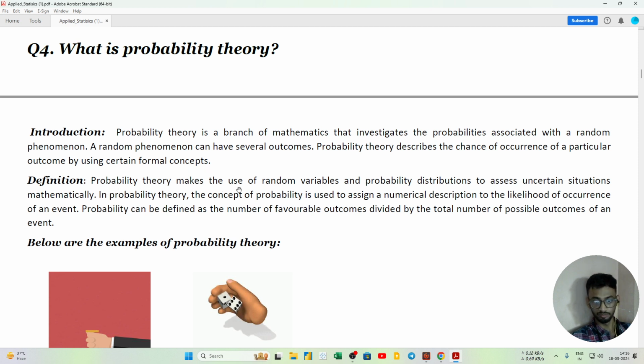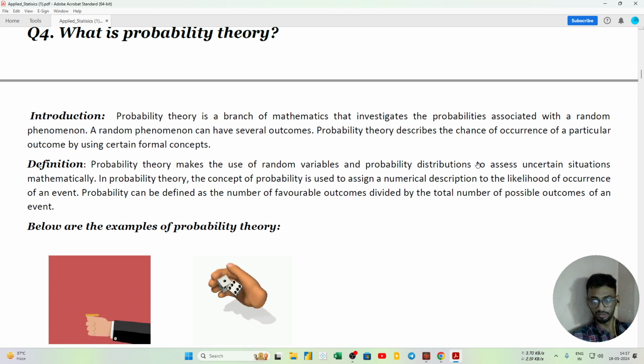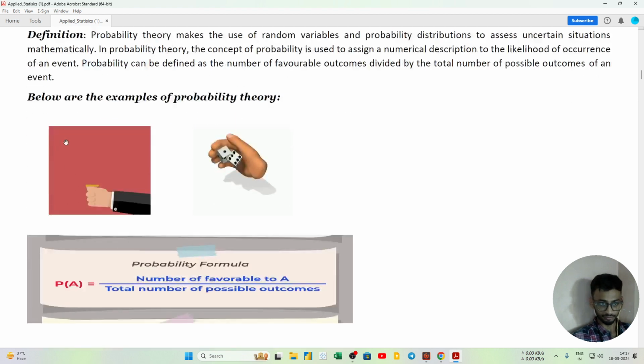Probability theory makes use of random variables and probability distributions to assess uncertain situations mathematically. In probability theory, the concept of probability is used to assign a numerical description to the likelihood of occurrence of an event. Probability can be defined as the number of favorable outcomes divided by the number of possible outcomes of an event.